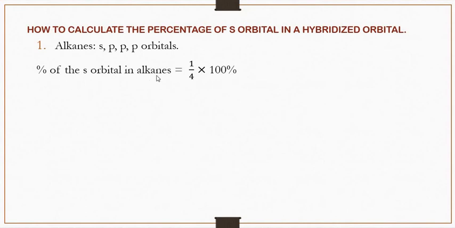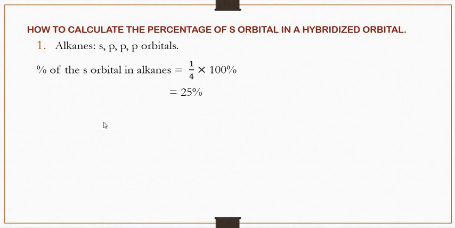Percentage of the s orbital in alkane equals 1/4 times 100. Now 1/4 because we have 4 orbitals or energy levels coming together to form the hybridized sp3 orbital. So we have only one s orbital out of the 4. So 1/4 times 100 will give us 25%.